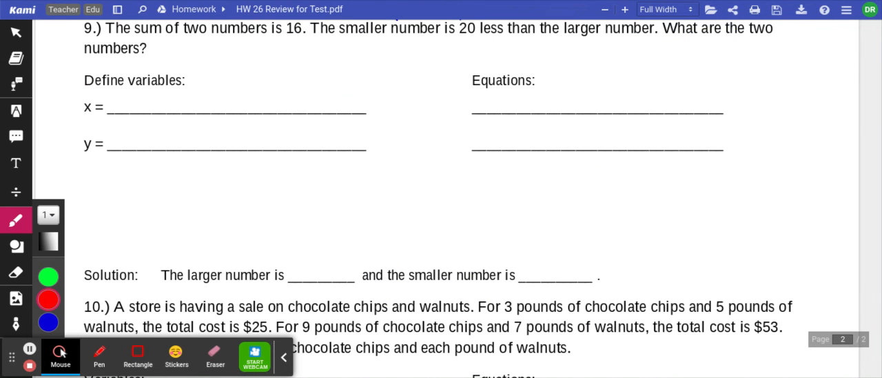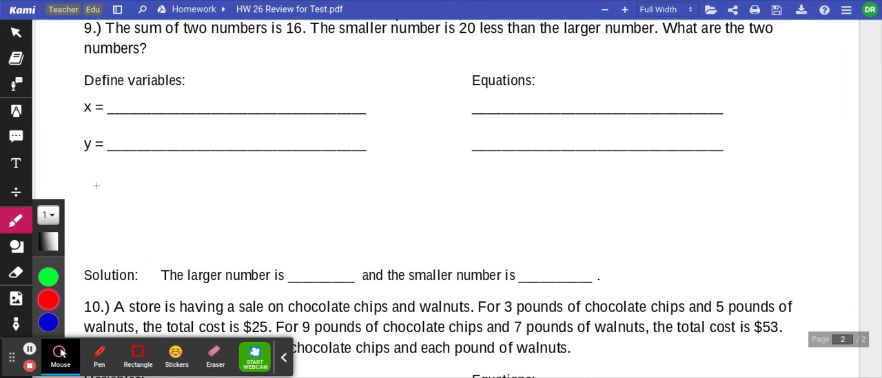Okay, to wrap things up, just a couple applications here. Should be pretty straightforward for us. We've seen this scenario a few times already. It says the sum of two numbers is 16. So we do need to remember that sum would imply addition. And then it says the smaller number is 20 less than the larger number. So we'll get there. We'll get some equations set up.